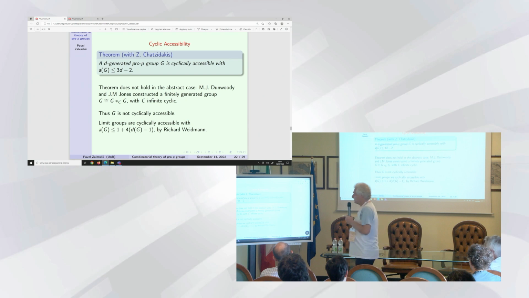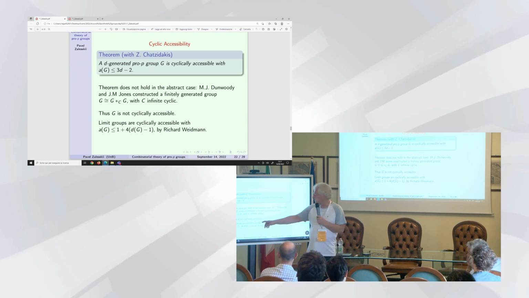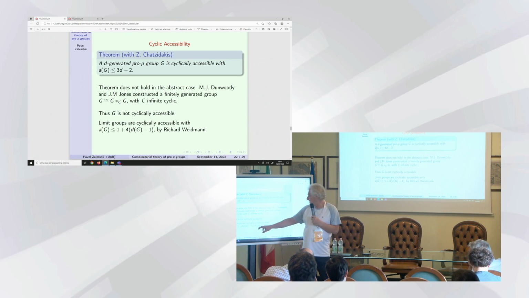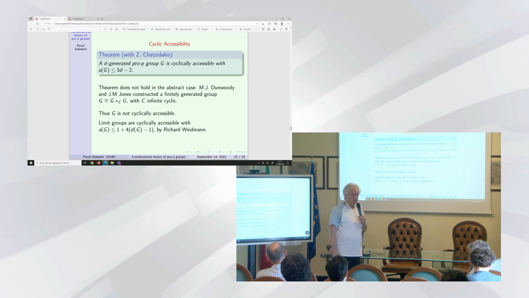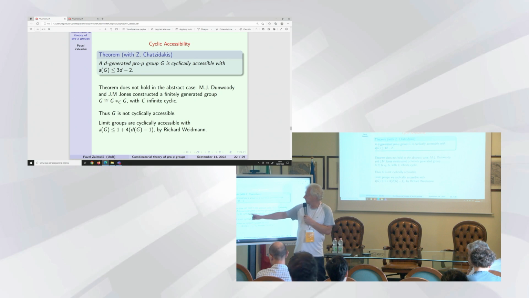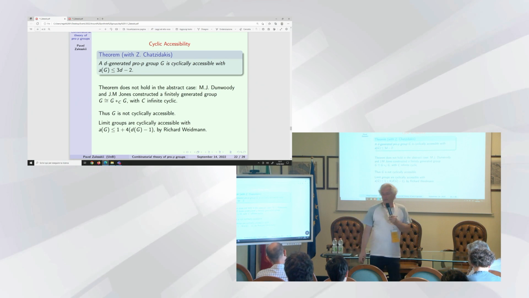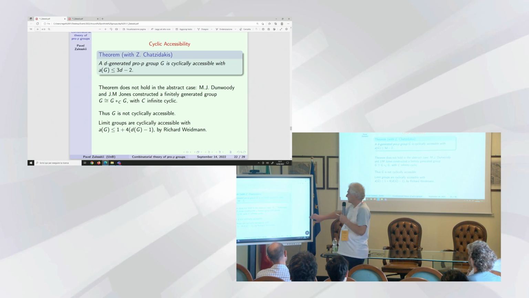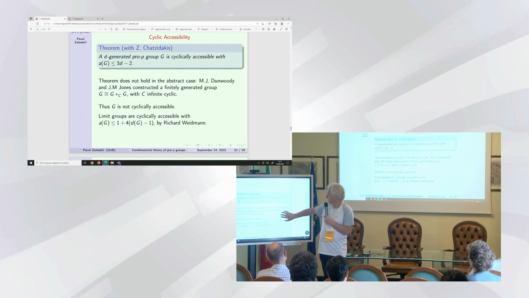But limit groups are cyclically accessible, right? And Richard Weidmann proved even this bound, which is, you see, in the abstract case, worse than our bound. All right, but still a bound exists in the abstract case for limit groups.